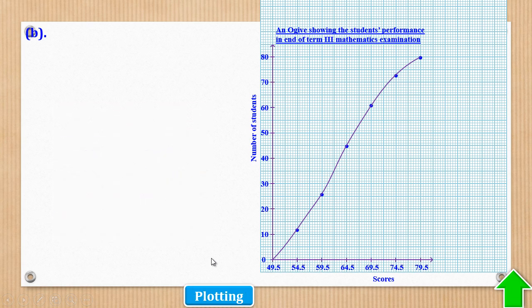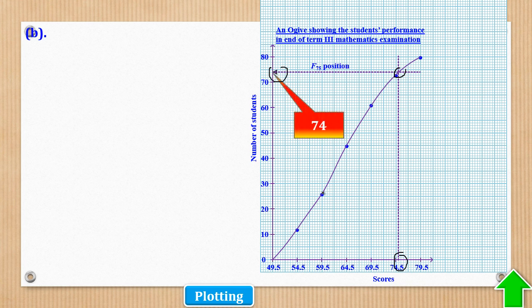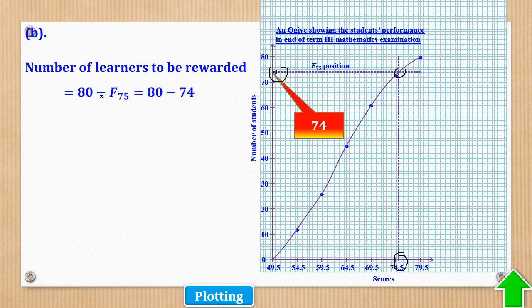Okay, so we are going to estimate, so we shall look for 75 here on the score. 75 is here. Take a vertical line up to touch the curve, then take a horizontal line to touch the vertical axis and read off that value. So 74 students got below 75, meaning that the excess are the ones who got above 75. Therefore, the number of learners to be rewarded will be 80, which is the total, minus F75, which is the number of students below 75%, which gives you 6 students.